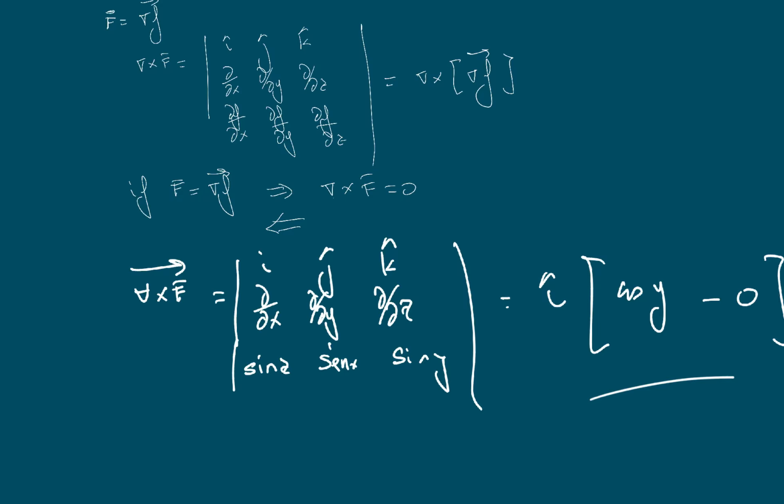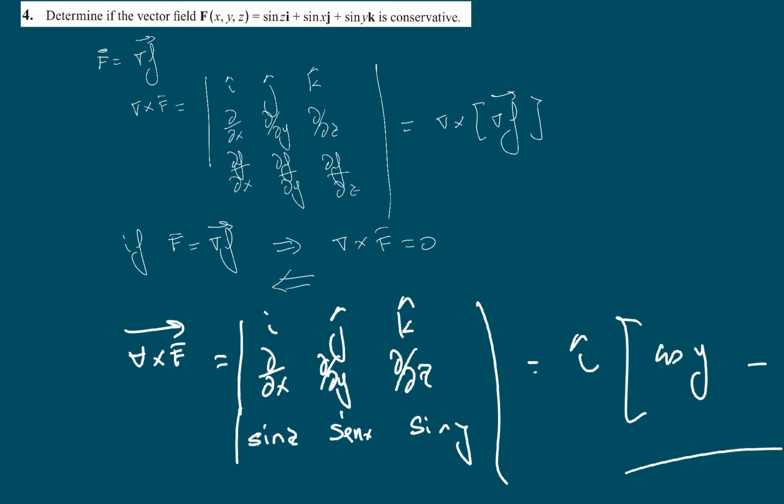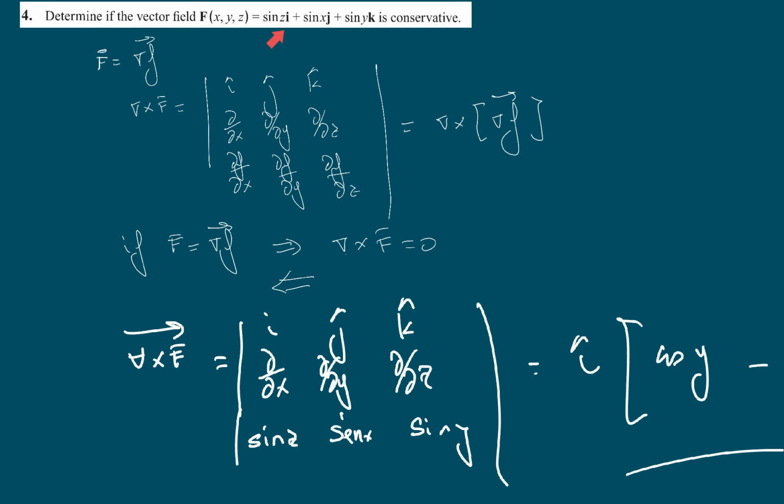Let me check if I did the correct calculation. The i component will be the partial derivative with respect to y of sine of y, which is cosine of y, and the partial derivative with respect to z of sine of x is zero. Sine of x doesn't depend on z. So the curl of F is not zero, because at least the i component is not zero.